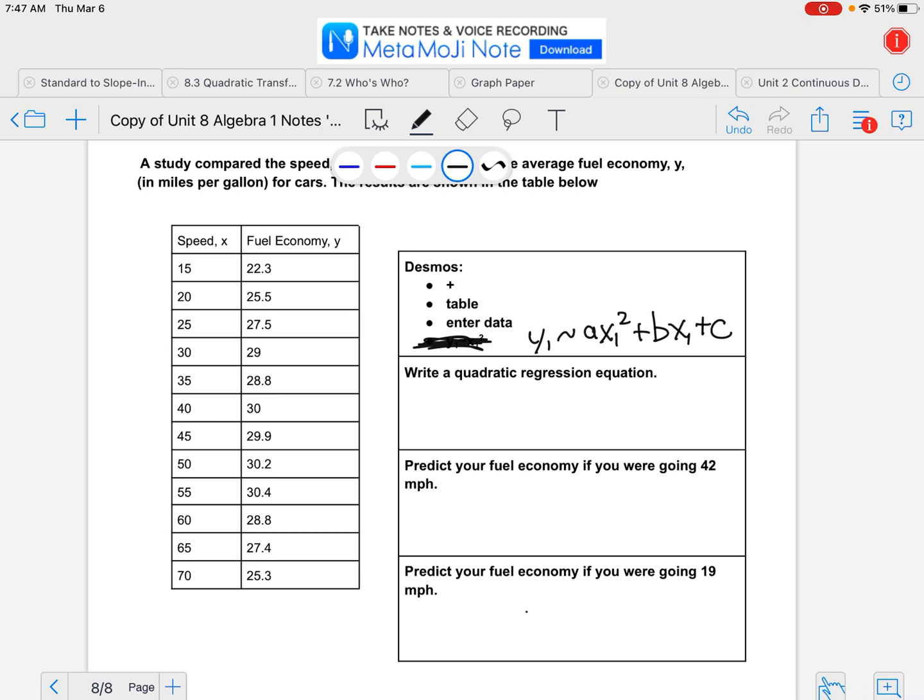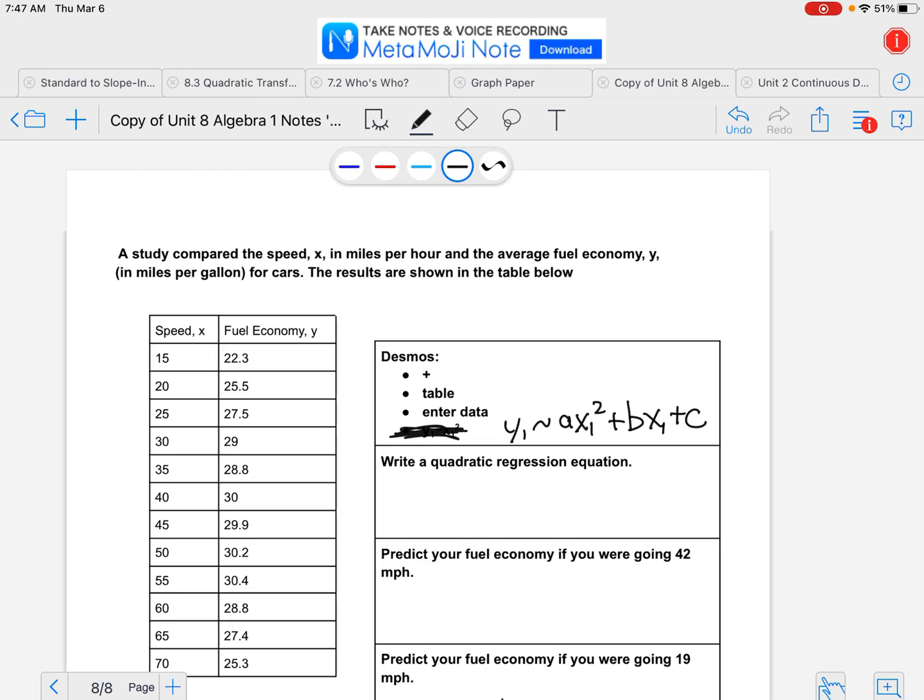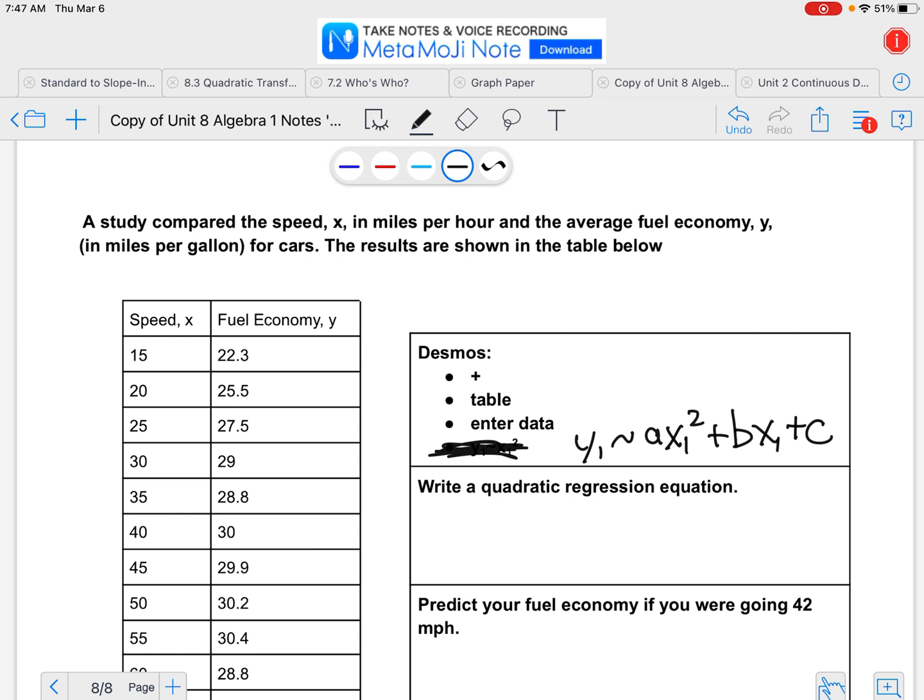Algebra students, this morning we're going to write what we call a regression, or a line of best fit, a model for data in a table that's close to quadratic but not exact. We did this for linear, we did it for exponential, now we're doing it for quadratic. We start the same way as we did on the others.